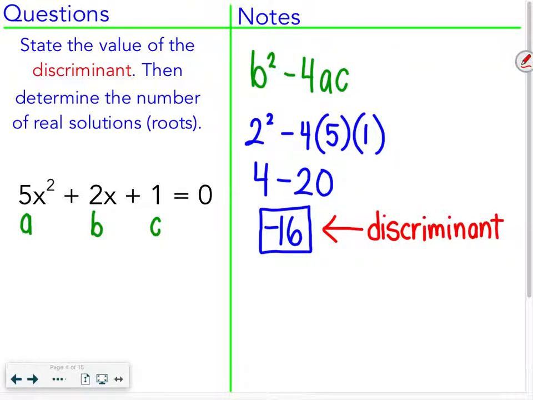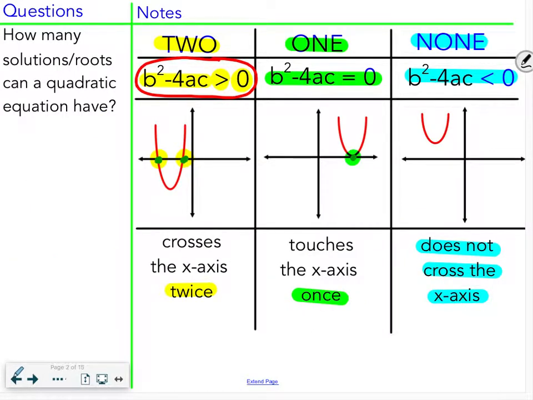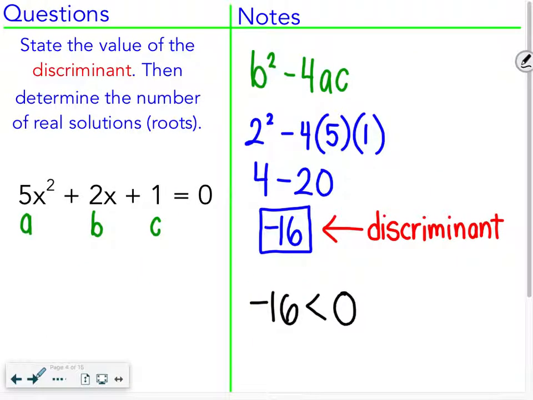And then since negative 16 is less than 0, I go back here, negative 16 right here is less than 0, that means that there are no solutions.